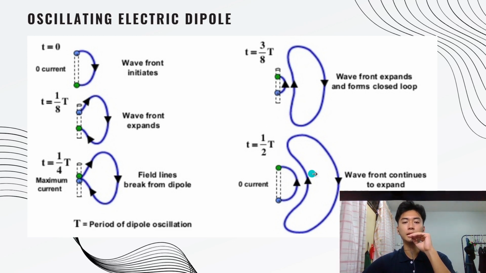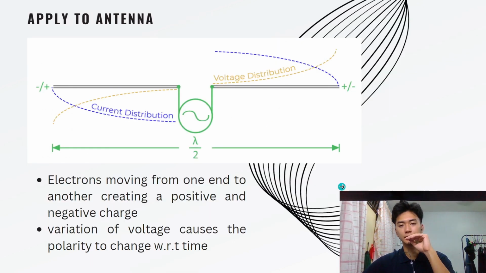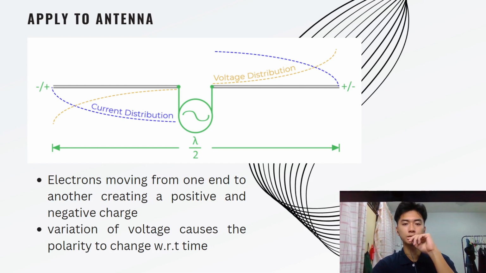So now we're going to see how this happens in an antenna. This is a basic setup of an antenna, which consists of a time varying voltage and two metal rods. When the voltage is supplied, electrons will move from one end to another end, which produces positive and negative charges. With the variations of the voltage, the polarity will change. Thus, when there is a change of polarity, electromagnetic radiation occurs. And this is how we transmit our electromagnetic wave. Thank you.